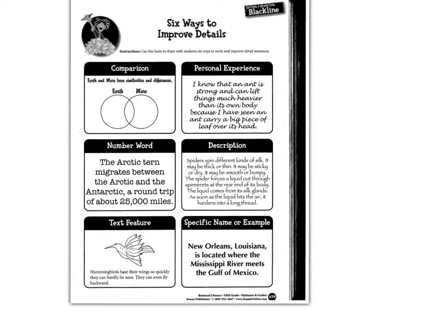So what you're going to do today is you're going to choose one of these six ways to improve each one of your supporting details. So if you have 9 supporting details for your essay, you are going to do this 9 times to improve each one of those details. So let's take a look at the next page.